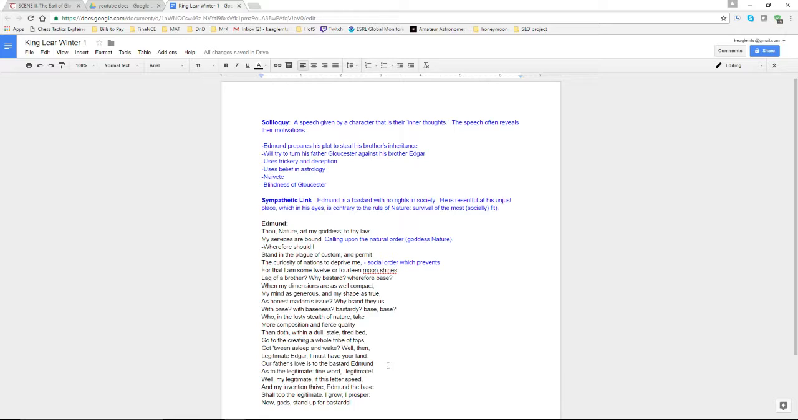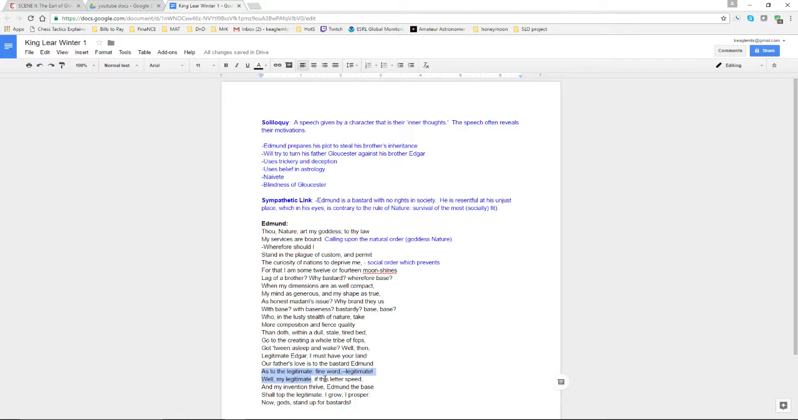So Edmund wishes that society were structured in a way that he could prove himself to be the worthy heir, right? So if he had to compete against Edgar, then he's like, well, I would obviously win. I would obviously win because I'm the better son. But as it were, Gloucester doesn't really care and sort of just blindly follows the social structure of the time.